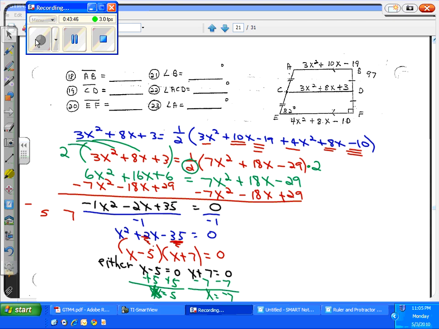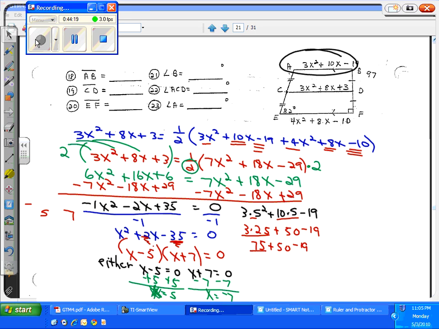AB is 3x squared plus 10x minus 19, so we would have 3 times x, which is 5 squared, plus 10 times x, which is 5, minus 19, that's if x is positive 5. And so we would have 3 times 25 plus 50 minus 19, which is 75 plus 50 minus 19, which is 125 minus 19, which is 106.